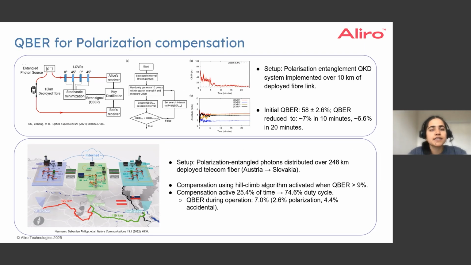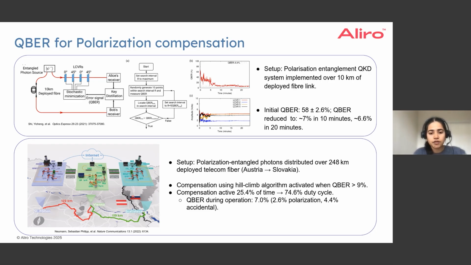So in the first example that we are looking at, the study was conducted in Singapore, and it used a 10-kilometer underground link in a loop configuration. The polarization compensation used the quantum bit error rate signal that was obtained, and this was done through a blind search algorithm. That is, the bit error rate was used as a feedback, and a search algorithm determines what changes need to be applied on the polarization controller so that optimal correction can be achieved. And in this particular example, it took about 10 to 20 minutes to achieve a correction.